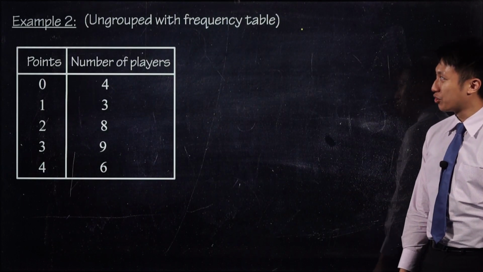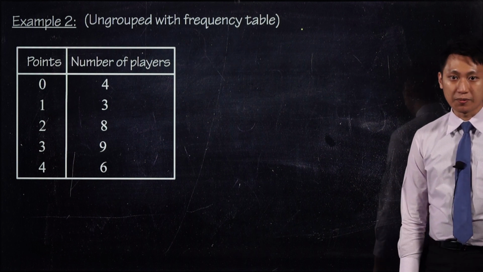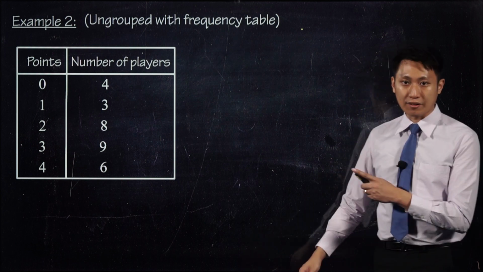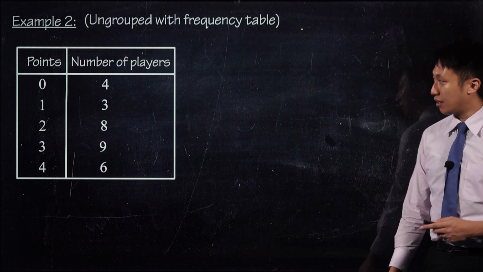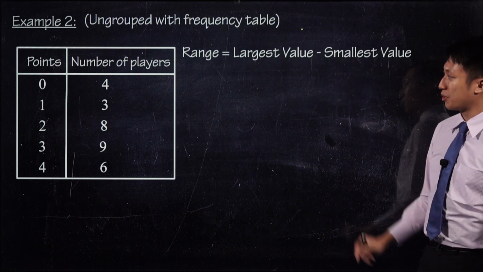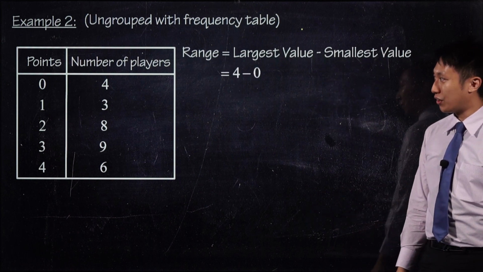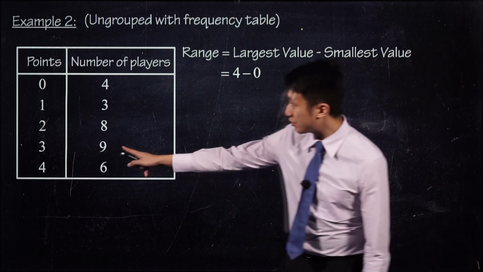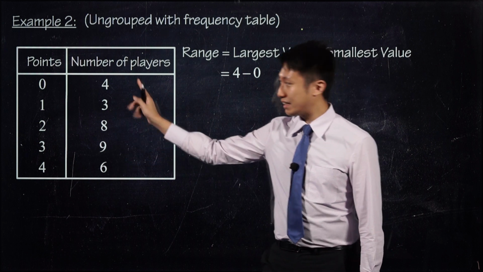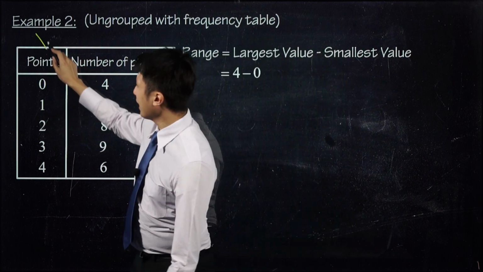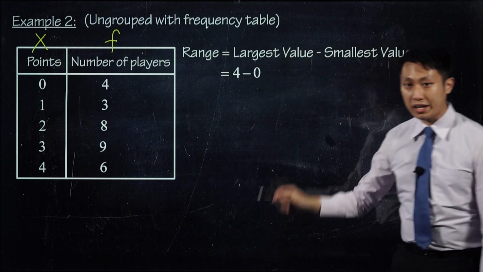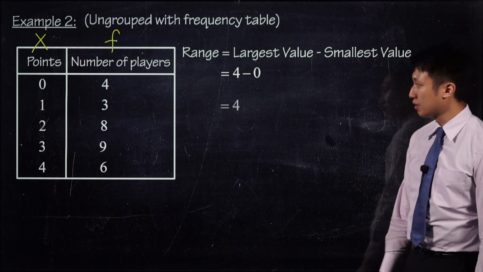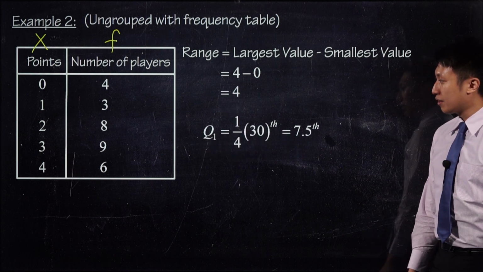So ungrouped with frequency table. We have done ungrouped without frequency table. Now we do ungrouped with frequency table. Range: largest minus smallest. What's the largest? It's 4. What's the smallest? It's 0. Where do you see it? No, this is frequency. That's value. Remember, you write x and you write f. You look at the value. The largest is 4, the smallest is 0. Be careful. So the answer is 4, of course.